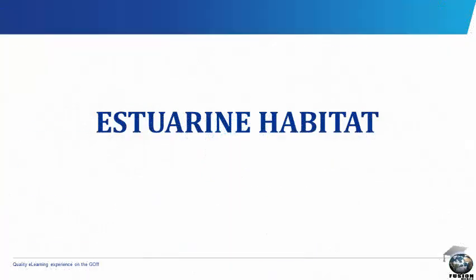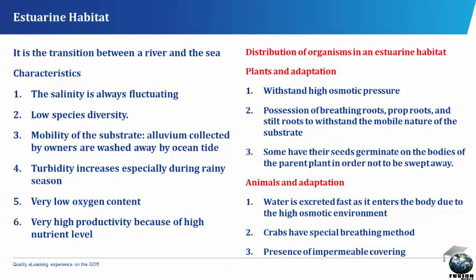Estuarine habitat. The estuarine habitat is a transition between a river and the sea. The characteristics include: 1. The salinity is always fluctuating. There is low species diversity. There is mobility of the substrate, in that the alluvium collected by rivers is washed away by ocean tide.